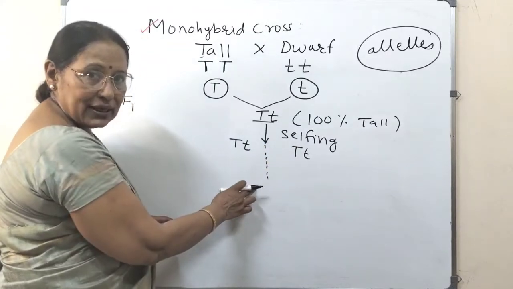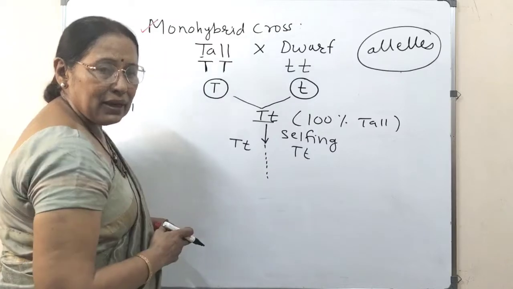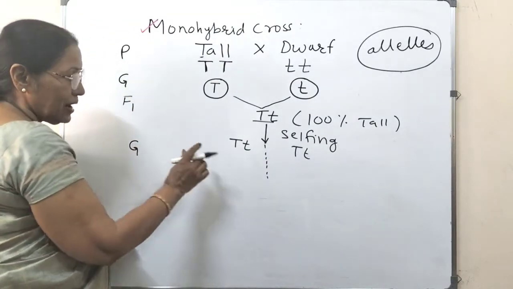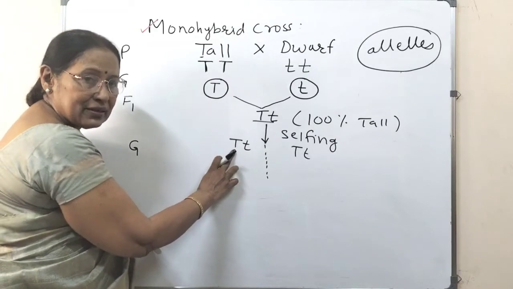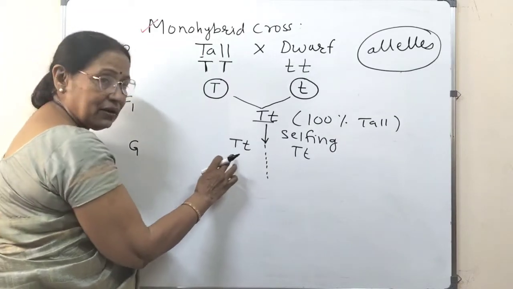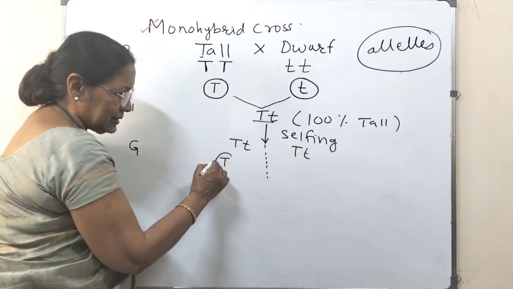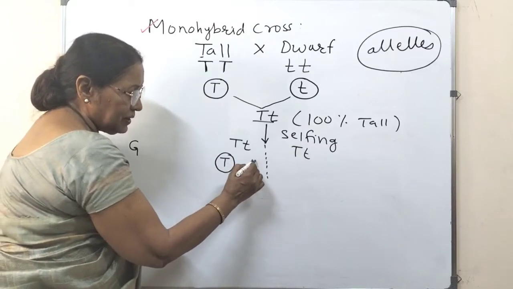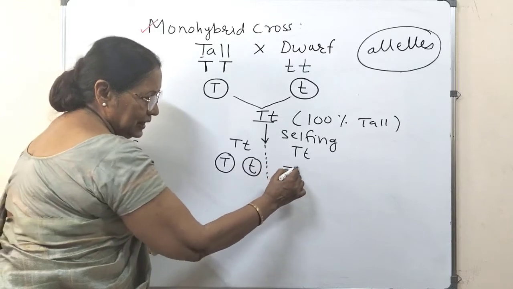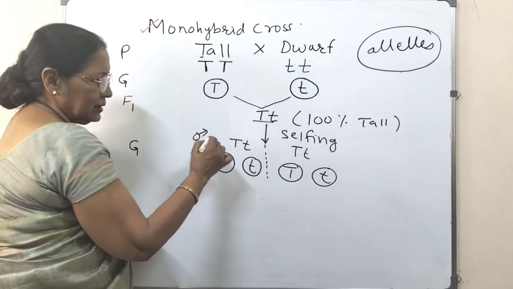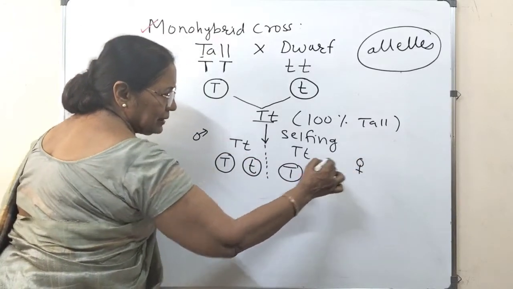Let me draw this dotted line to separate the male and female. Now we will form gametes for this. Here this is not pure. Both have one capital T, one small t. So 50% of gametes will have capital T, 50% will have small t. Similar on this side. Put a male mark here, and a female mark here.